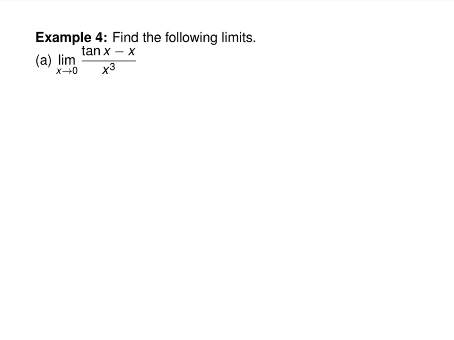So first of all, is it 0 over 0 to start, or infinity over infinity? I think it's 0 over 0, because tangent of 0 is 0, right? So this is limit as x goes to 0, secant squared x minus, what's x's derivative? 1, great. All over 3x squared.